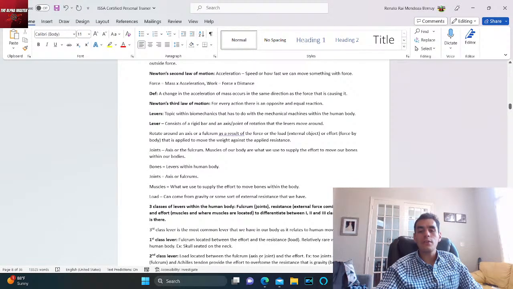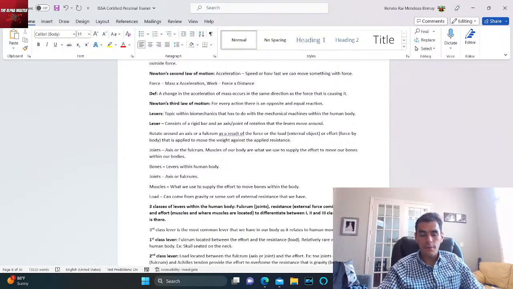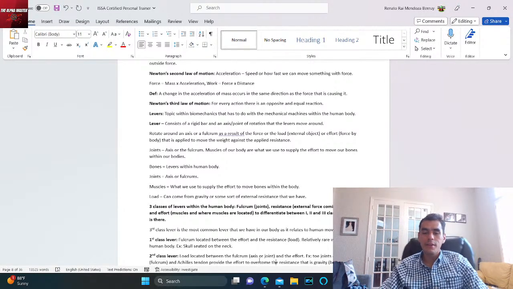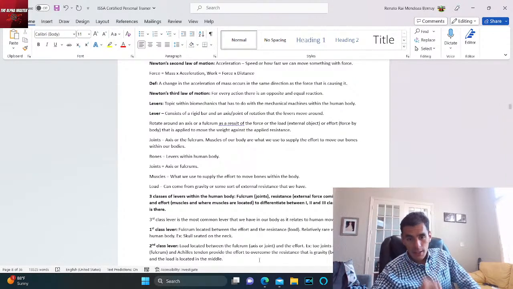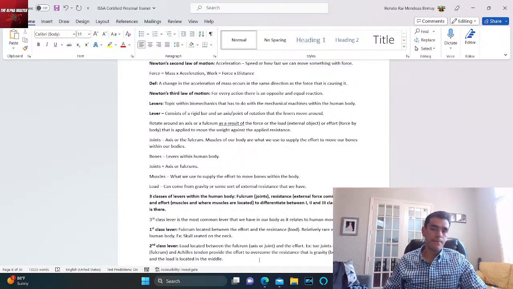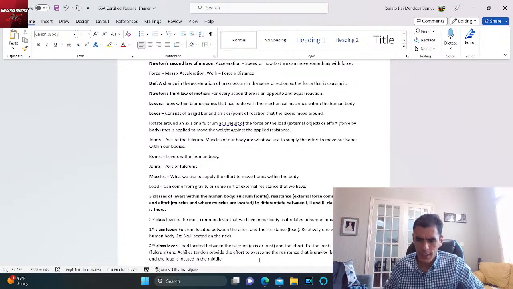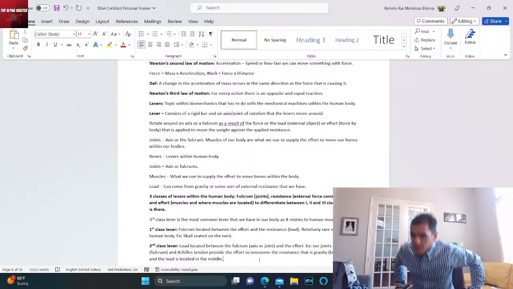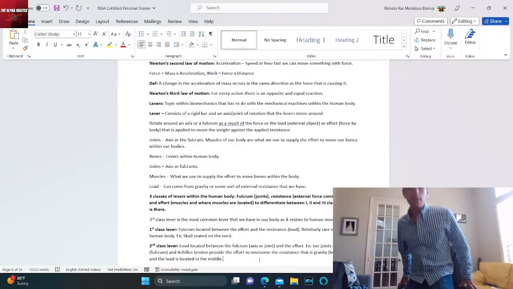In this case, you have to imagine the toe joints as the pivot, the fulcrum, and the Achilles tendon providing the effort to overcome the resistance that is gravity, body weight, and the load located in the middle. Like when we do the exercise for the calves, where you're standing up and going up, just working on the calves.